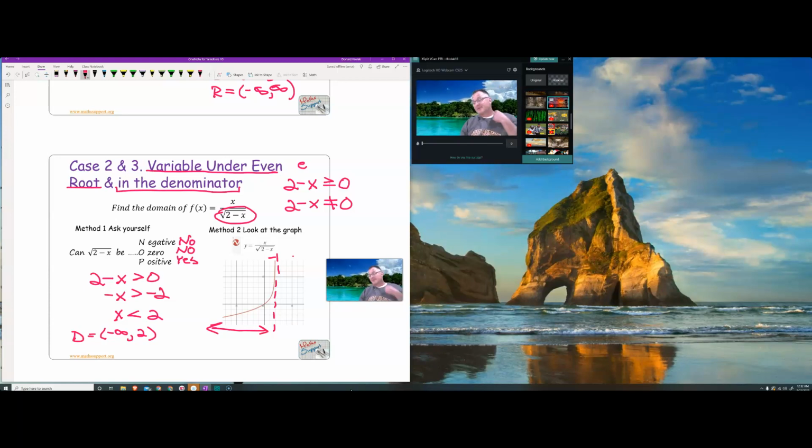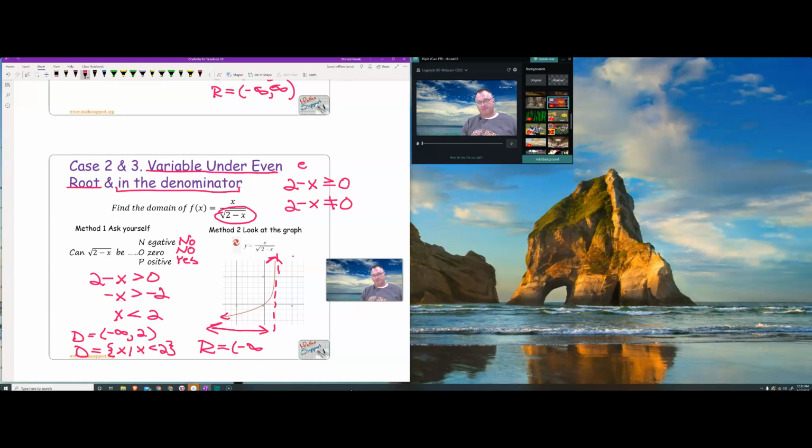All right. If we were writing this in set builder, it would be fancy bracket, the set of all x's such that x is less than 2. And then we can see our range here would be from negative infinity to positive infinity. So all we did was combine the last two cases.